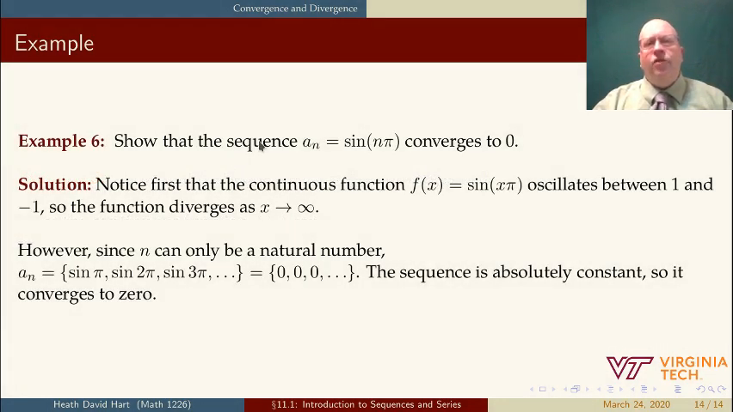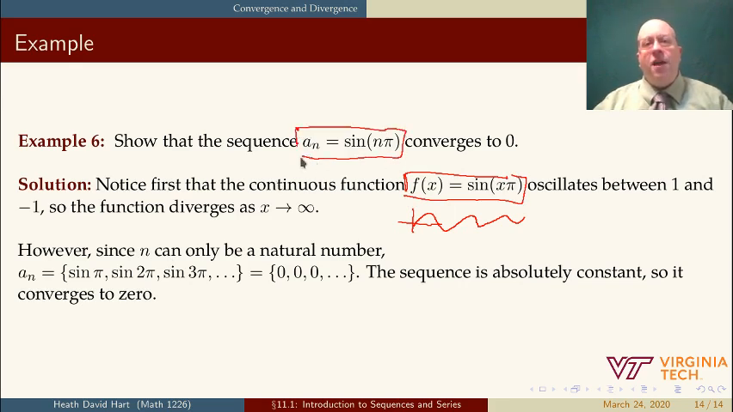Let's look at this sequence. Show that this sequence converges to 0. We can't use the continuous function theorem because this function oscillates between 1 and negative 1. And so this function diverges because it doesn't converge to a specific number. But I'm not looking at the continuous function sine of x pi, I am looking at the discrete sequence sine of n pi.